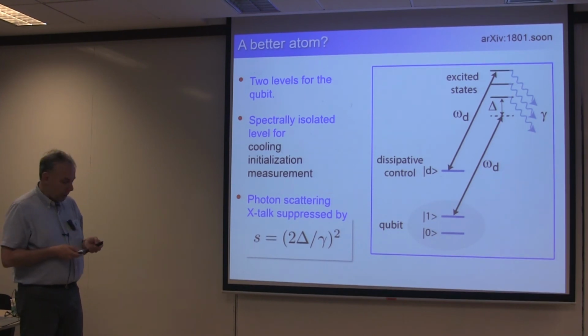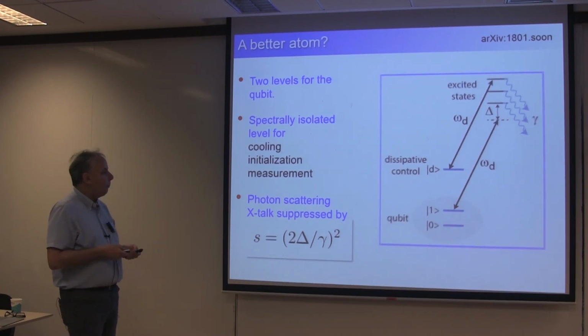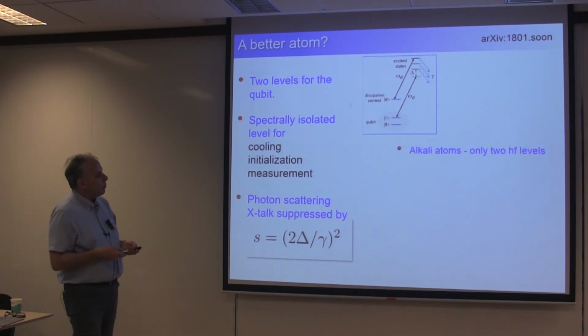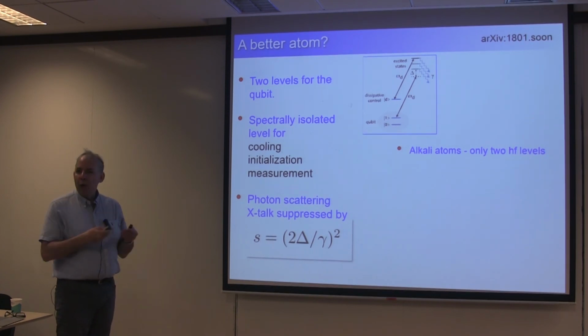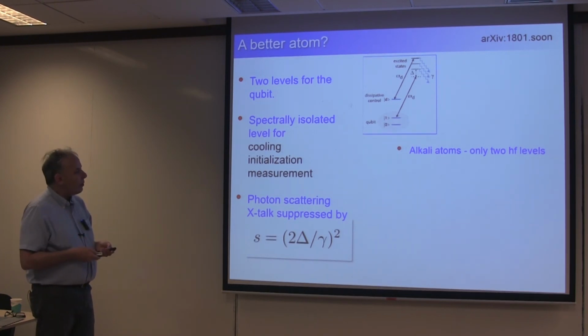So we took a look around the periodic table to see if we could find a suitable atom. And you might think about a couple different choices. Well, alkali atoms, which we're mainly working with, only have 2 hyperfine levels. You can do shelving, but it doesn't scale very well. So let me discount that.